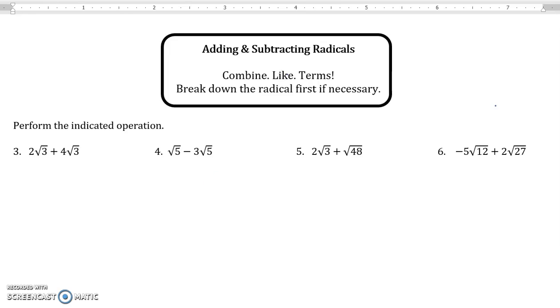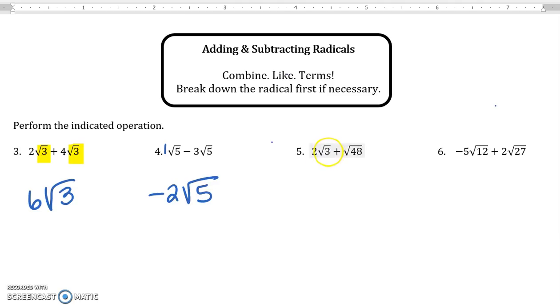So what I mean by that is look at this. Square root of 3 and the square root of 3 are the same. All I do is add it on the outside. So 4 plus 2 is 6, and it stays square root 3. You do not add the root 3 and the root 3. It just stays like a like term. Okay. Number 4, you got to pretend there's a 1 there. Square root of 5 and square root of 5 are the same, so 1 minus 3 is negative 2. So this is negative 2 root 5.